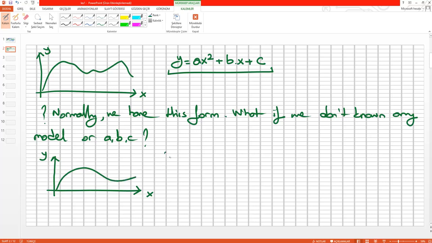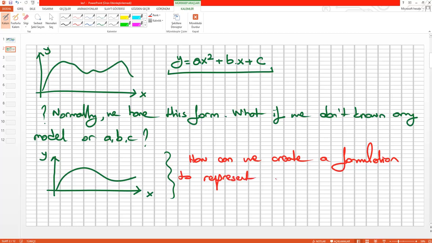and so how can we create a formulation to represent the relation between X and Y? How can we do that? This is a simple question, but the solution is simple.